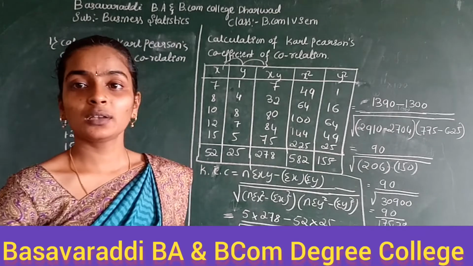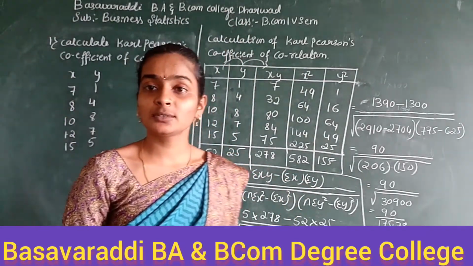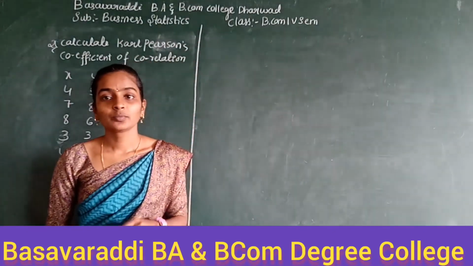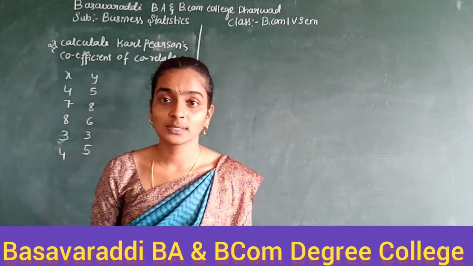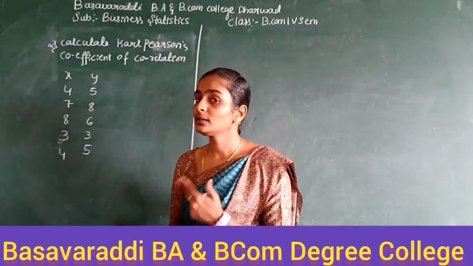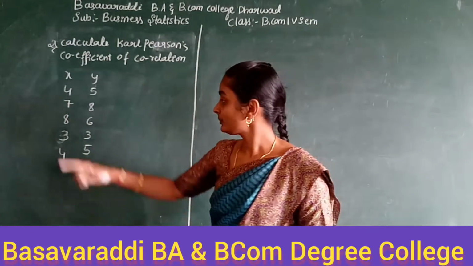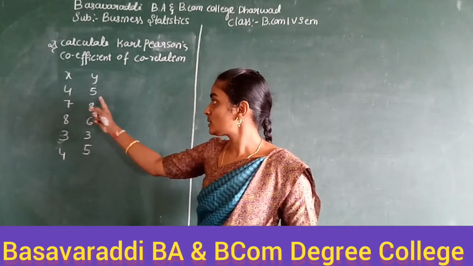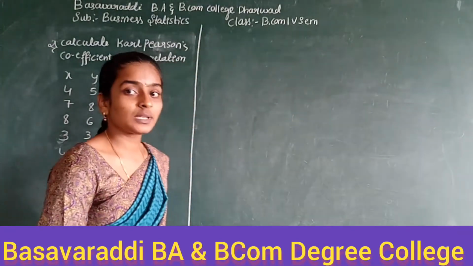I hope you understood the problem. The next one is problem number 2, based on Karl Pearson coefficient of skewness. They have given two columns, two variables, that is x and y. X values are 4, 7, 8, 3 and 4. Y values are 5, 8, 6, 3 and the last one is 5.